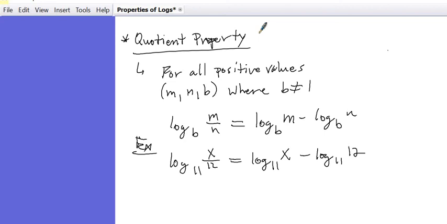If you want to see a proof of it, you can look at page 612, I believe, to see the proof of this property. Any questions about that? I just put a little example here: log base 11 of x over 12 equals log base 11 of x minus log base 11 of 12. Questions? All right, let's move on.